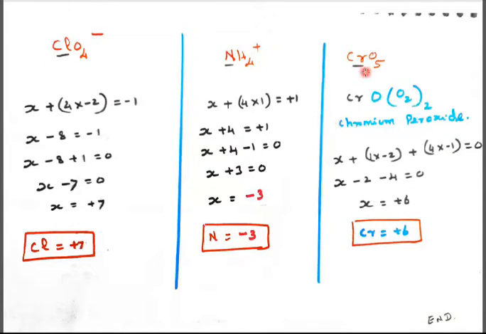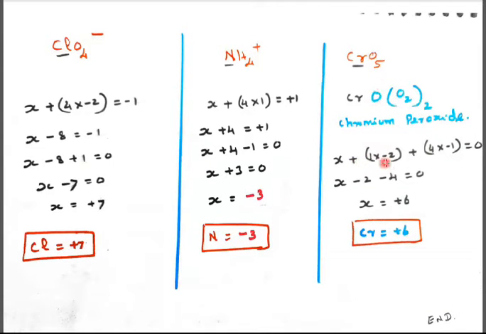The next example, CrO5, chromium peroxide. This is called chromium peroxide, not pentoxide. Chromium peroxide, CrO and O2 twice. This O2 is nothing but peroxide. Peroxide means oxygen valency is -1. Ordinary oxygen is -2. So the peroxide is enclosed in a bracket. So chromium plus this oxygen is 1.